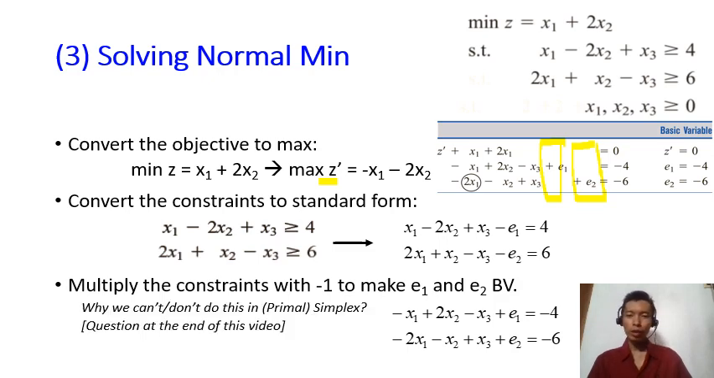Now there is one question that I would like to ask at the end of this video. Why can't we, or why don't we, do this when we do primal simplex? Remember, when we do the primal simplex, we never do this kind of thing, multiplying the constraint with minus 1 and then e becomes the basic variable. So here's a question that I would like to ask you at the end of this video. But for now, let's proceed with the dual simplex using this initial table.